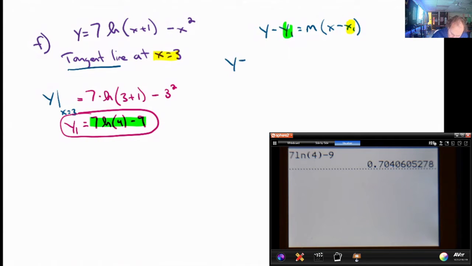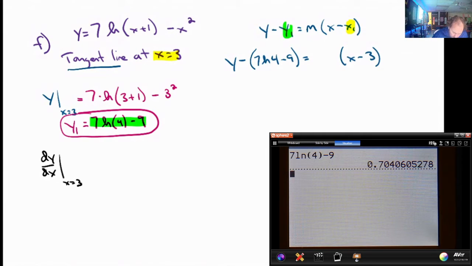It's going to be y minus, in parentheses, 7 natural log of 4 minus 9, close parentheses, equals. I'm going to leave a blank for the slope, x minus 3. It's not nice looking, but that's what it is, and that's what matters. As far as the slope, which is the missing part, that's where we need to evaluate dy/dx. We need to find the slope at x equals 3, and that's the derivative.